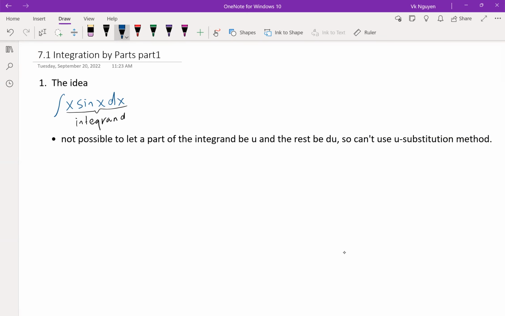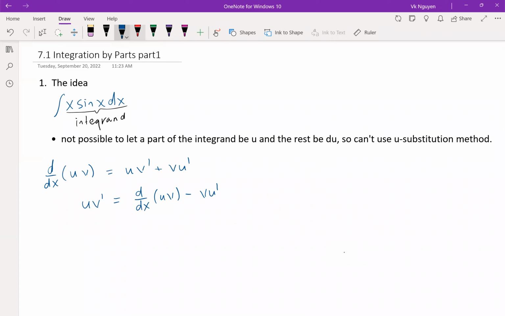Well, we can take a look at the derivative of uv. The derivative with respect to x of uv. u and v are functions in terms of x. Using the product rule, we have uv prime plus vu prime. So you will see that uv prime is the derivative with respect to x of uv minus vu prime.